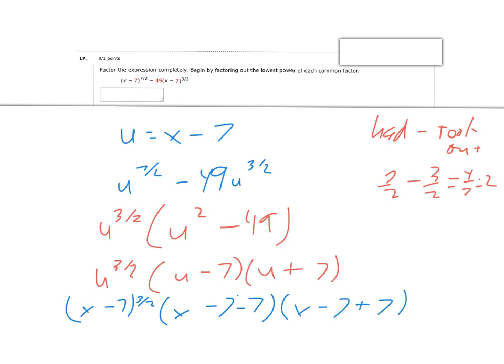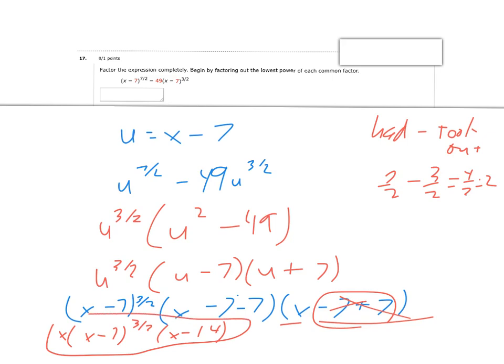Okay, so now I'm just going to combine like terms. This first piece looks like it's already in factored form, so that one's good to go. This one is going to turn into x minus 14. And for this one, the sevens will cancel out, and that'll just be x. Whenever I have the x, I like to put that out front. I think it's okay no matter where you put it, but I like to put it out front.